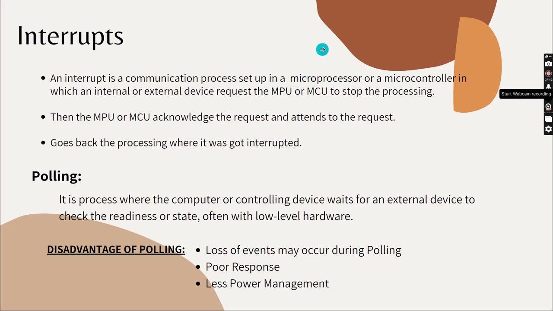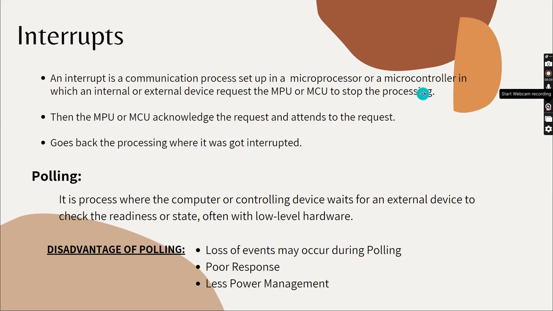This is the interrupt. This is the important topic. An interrupt is a communication process set up in a microprocessor or microcontroller in which an internal or external device requests the MPU or MCU to stop the process. So whenever we want to stop our process, like when we use delays, we use interrupts. Then the MPU or MCU acknowledges the request, ends the request, and goes back to the process where it got the interrupt.